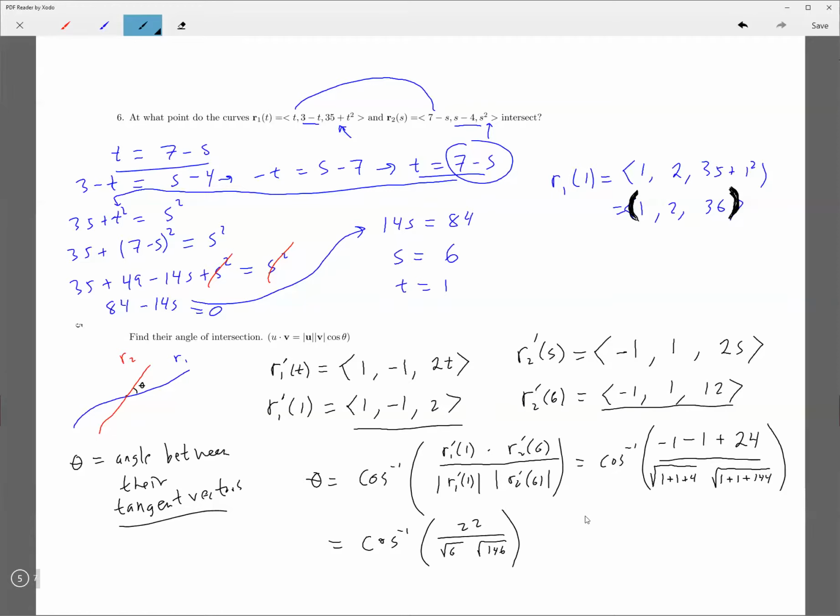We gotta use degrees mode. So you got to change the calculator back to degree mode. Otherwise, you'll get a slap on the wrist or something.